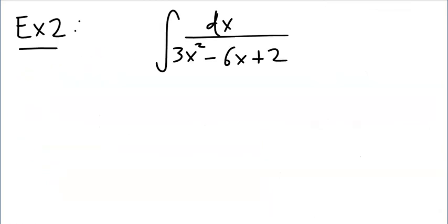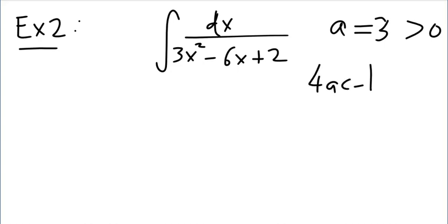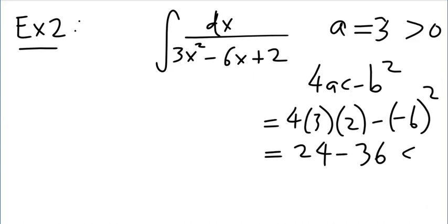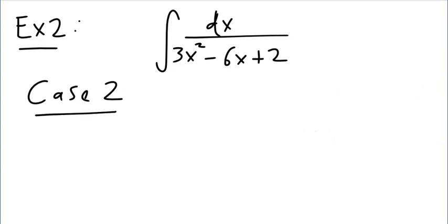So in this example, as you can see, a is 3, so that is positive. Now 4ac minus b squared is 4 times 3 times 2 minus 6 squared, and that's going to be 24 minus 36. So that's a negative. So that means this integral belongs to case number 2.